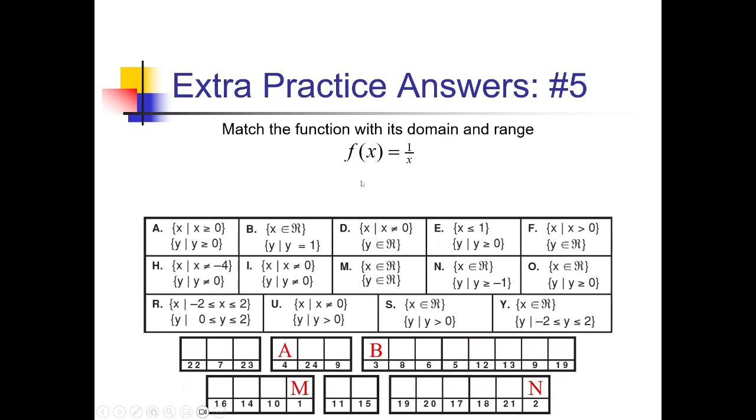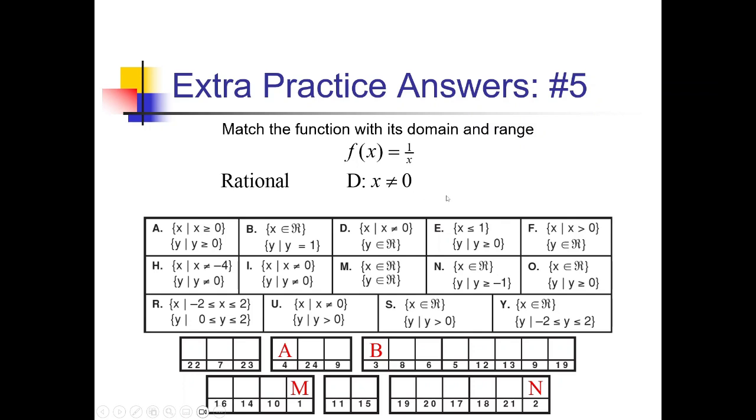For number 5, we have f of x equals 1 over x. That's the parent function for the rational functions. For the domain, we don't want any x's that make this thing undefined. So x, in this case, the only thing x can't be is 0, because we would be dividing by 0 in that case. So x not equal to 0 is the domain.